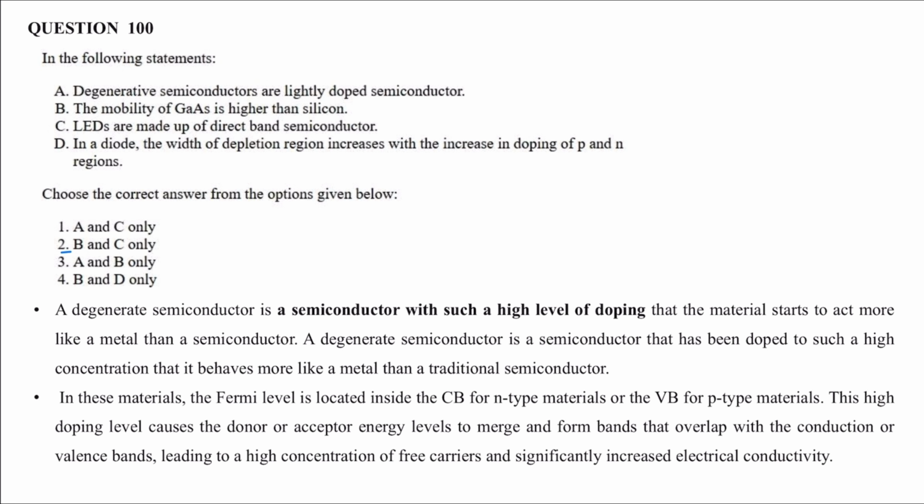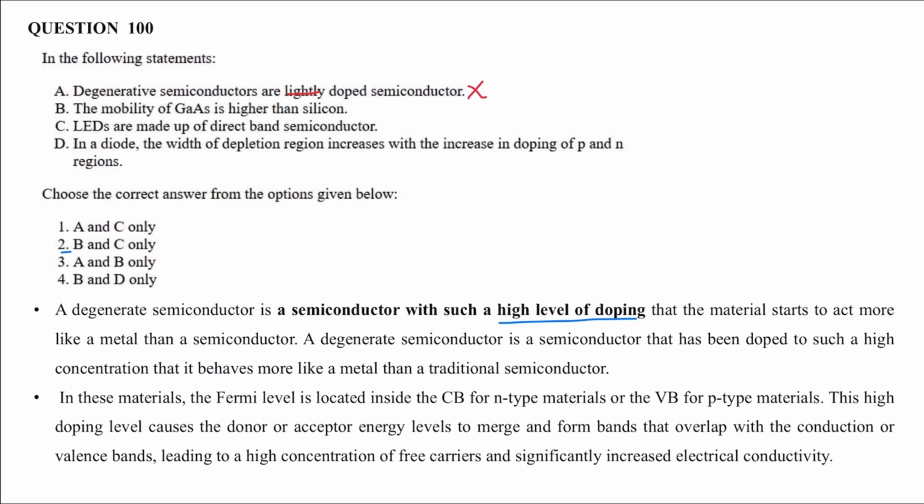Question number 100. Choose the correct answer among the following statements. Four different statements are given. We need to identify the correct answer. Degenerate semiconductors are lightly doped semiconductors. Statement A is incorrect. It is a heavily doped semiconductor. A degenerate semiconductor is a semiconductor with such a high level of doping that the material starts to act more like a metal than a semiconductor.